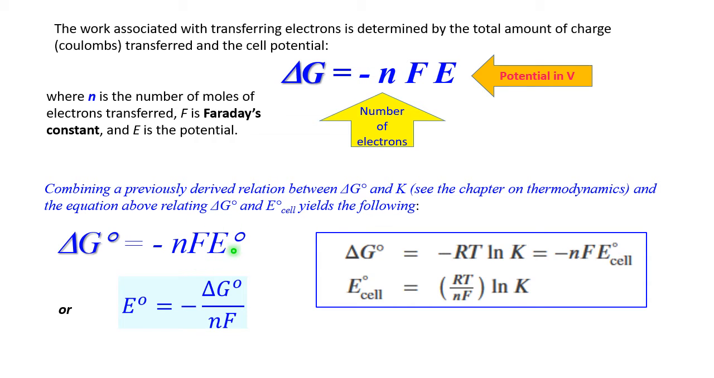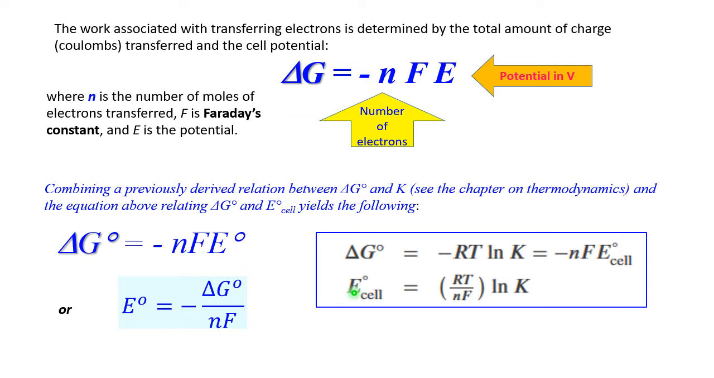Now we can solve this equation for E0. You have delta G0 over minus NF. Or you can write that delta G0 is minus RT natural log of the equilibrium constant. Then you have the voltage of the cell, RT divided by NF, ln K. So it doesn't matter. If you have delta G, you can calculate K and E0.